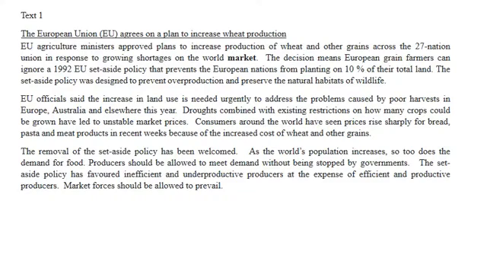Okay, so let's look at what they did. The decision means European grain farmers can ignore the set-aside policy. Which means that now, where they have to set aside 10% of their total land, they can now use that 10% of their total land. So this is what I would include, that now that they can plant on 10% more of their land, this will enable more wheat production.